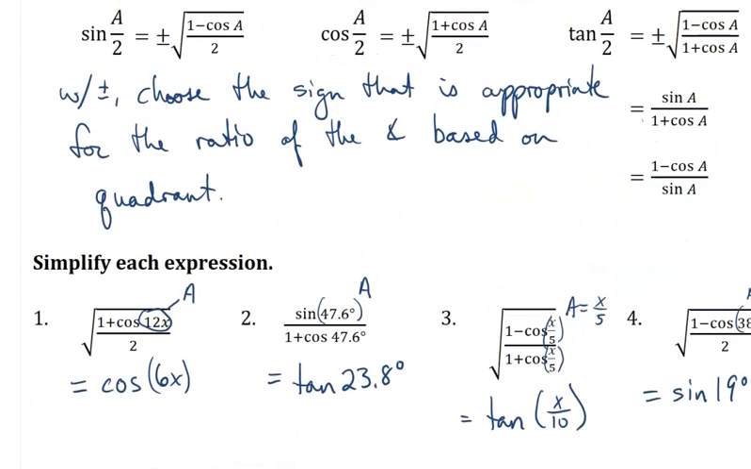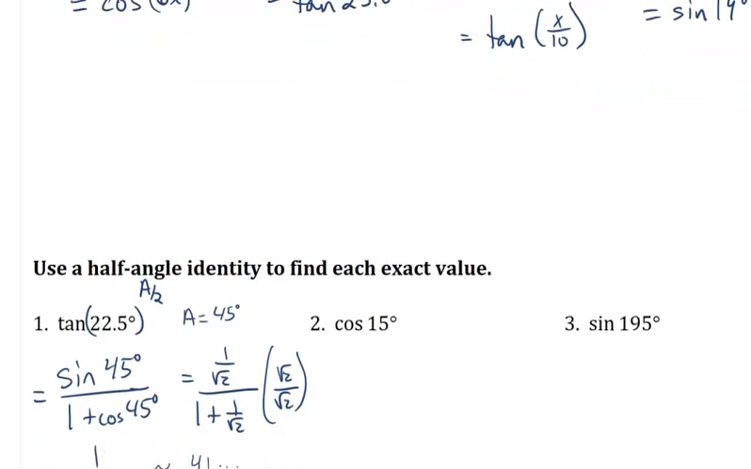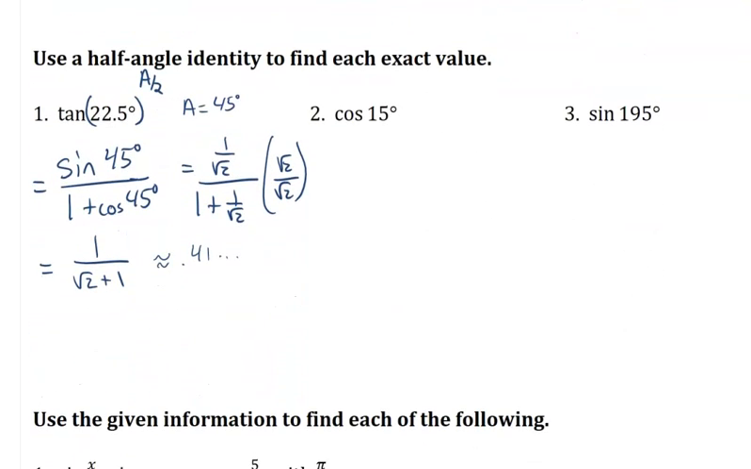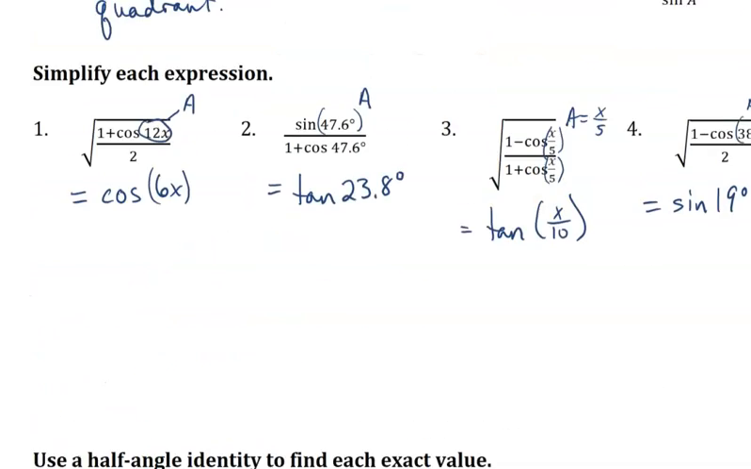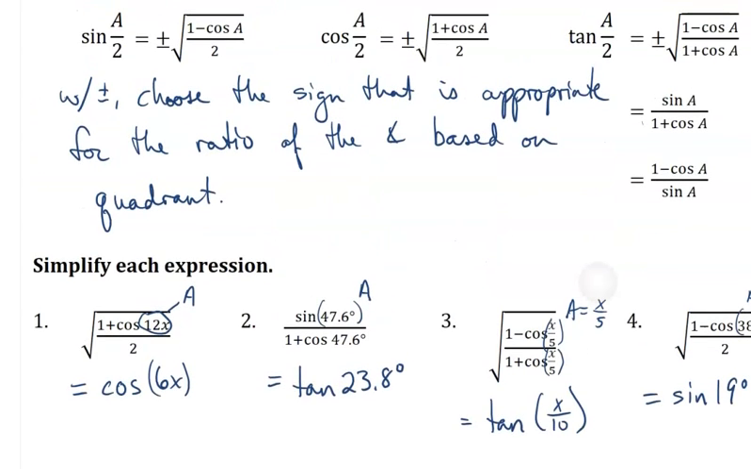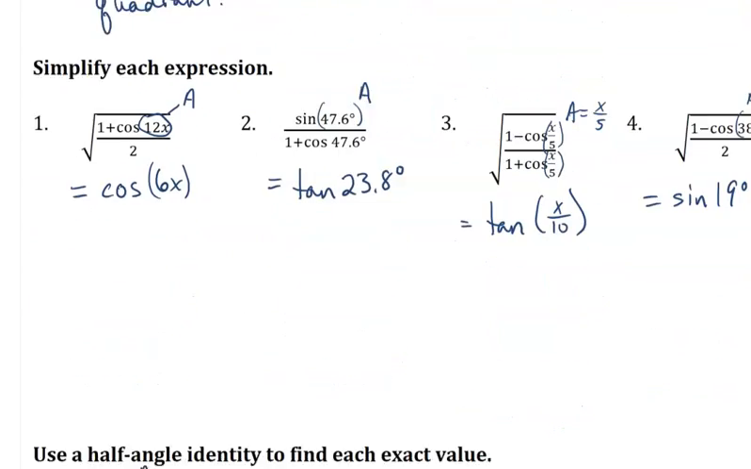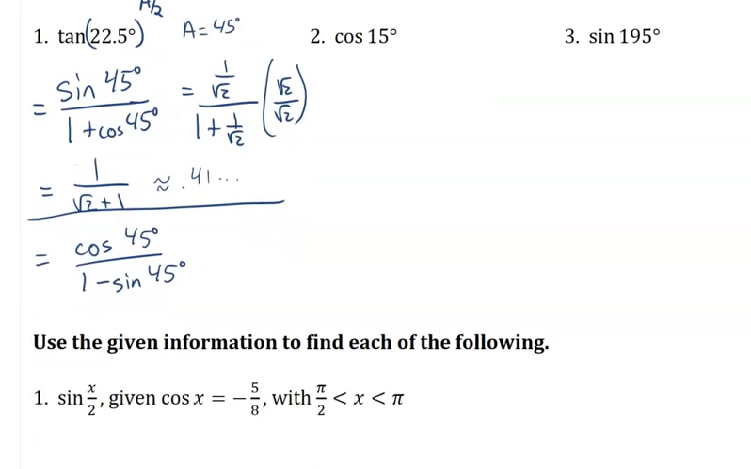Let's also look at 1 minus cosine over sine and then try to decide which one might be better. So we could also do this as cosine of 45 over 1 minus sine of 45. Did I write that down right? No, 1 minus cosine over sine. Back up.